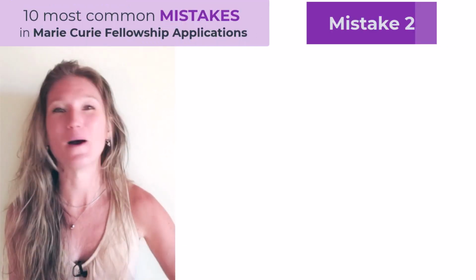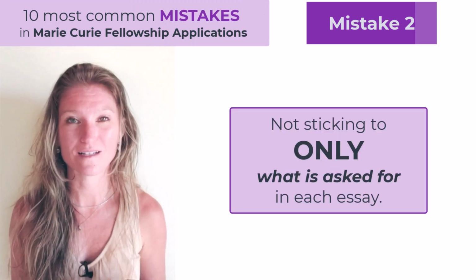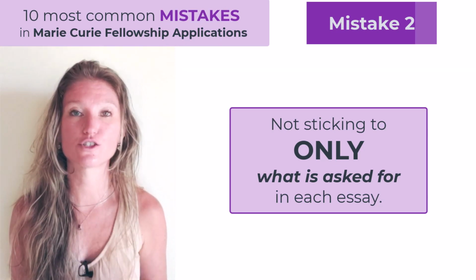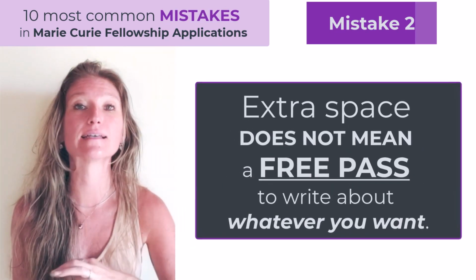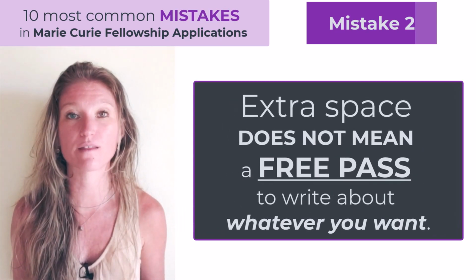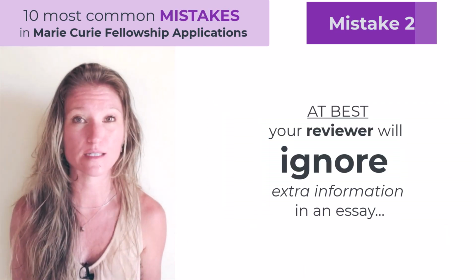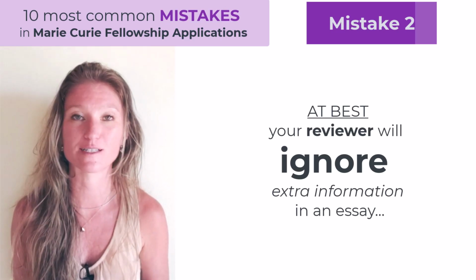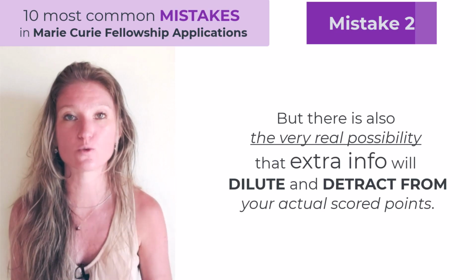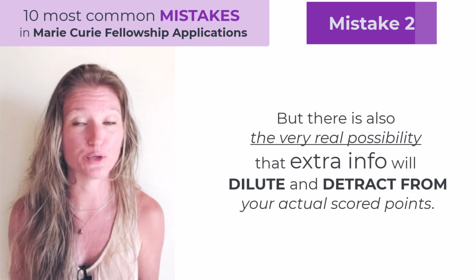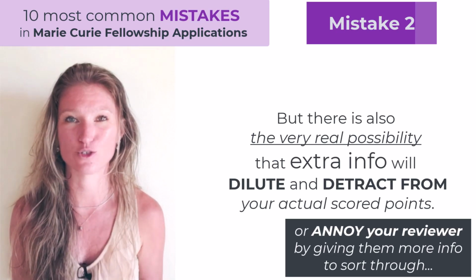Mistake number 2, that builds off of mistake number 1, answer only what is asked for in this essay. Just because you have extra space in an essay doesn't mean you always need to fill it, especially if the information that you're filling it with is off topic. At best, the reviewer is just going to ignore this information because they are looking for these very specific things, or at worst, it's going to dilute your actual answer, it's going to annoy the reviewer, and you're not going to get as many points or as much credit for this section as you would hope for.